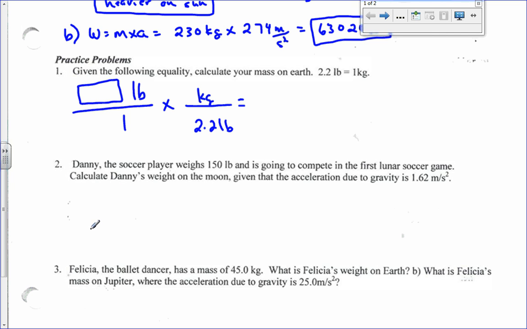Number 2, Danny the soccer player weighs 150 pounds and is going to compete in the first lunar soccer game. Calculate Danny's weight on the moon given that the acceleration due to gravity is 1.62 meters per second squared. So first, you're going to convert the weight to kilograms. Then, once you have the mass, you're going to say that weight is given by mass times acceleration.